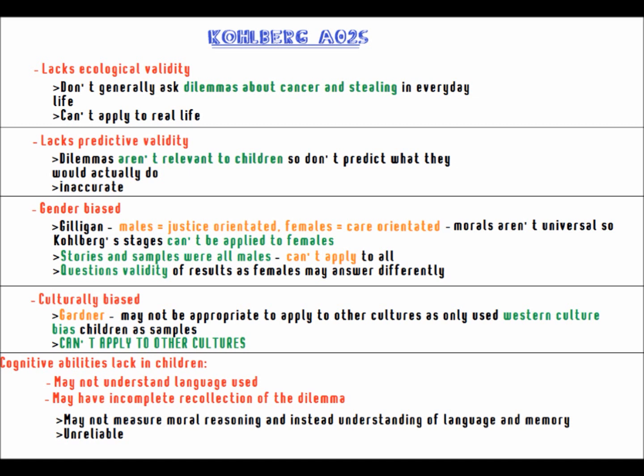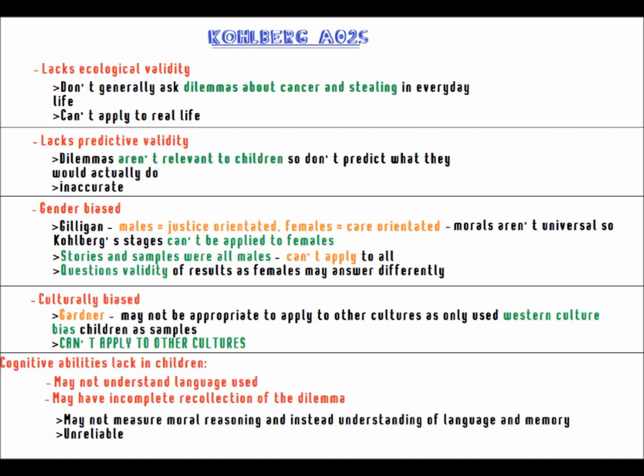as you don't generally ask or have dilemmas about cancer and stealing in everyday children's lives. Therefore, you can't apply it to real life. They also lack predictive validity. The dilemmas aren't relevant to children, so they don't predict what they would actually do. Therefore, the responses may be inaccurate.